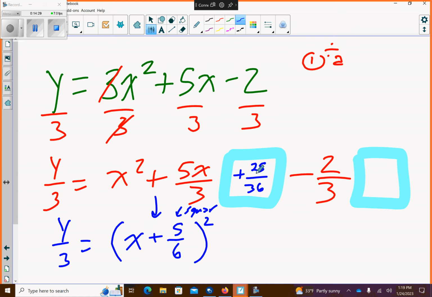Do you just take away for that portion? So this region right here is the complete square. So if I took x plus 5 over 6 times x plus 5 over 6 and I foiled it together, I would get those first three terms. Okay, now here's the important thing. I added here, so that means I have to subtract it here.